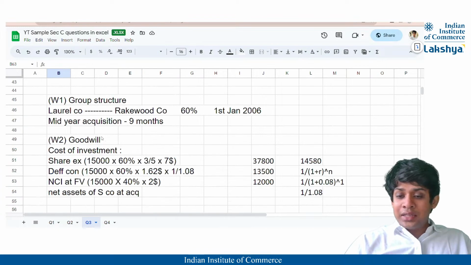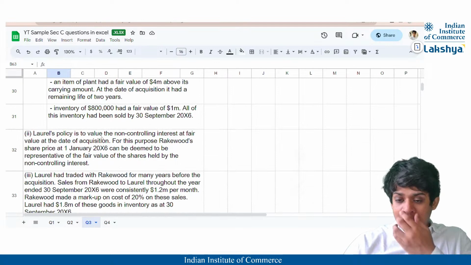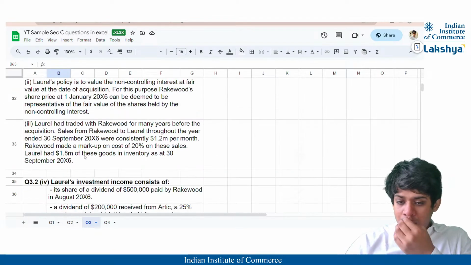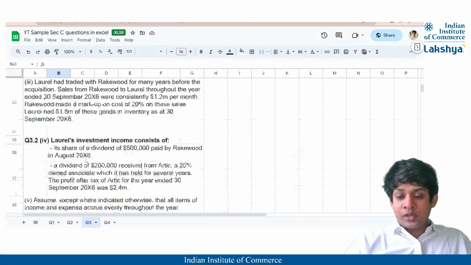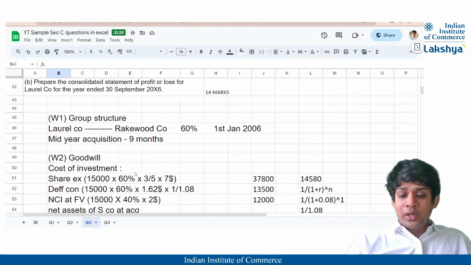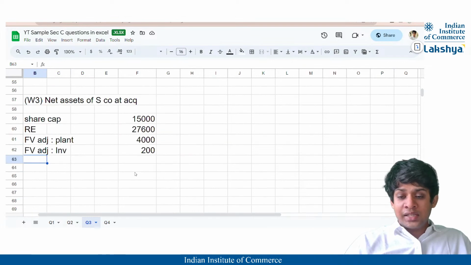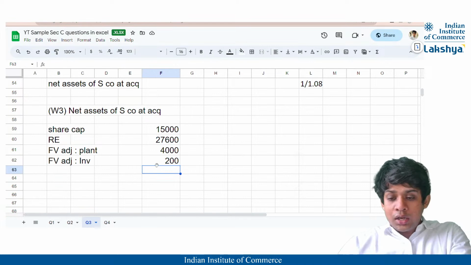Okay, so I think that is it. I don't think there is any other adjustment affecting my net assets of subsidiary at acquisition. I've done this, I've done this, I've done the third one. The third one is the PERP, so that is not affecting at acquisition, right? And here a dividend is there again, assume except where indicated otherwise. So there are no other adjustments to my working note 3, that is net assets of subsidiary at acquisition. So I'll just calculate the total, right?